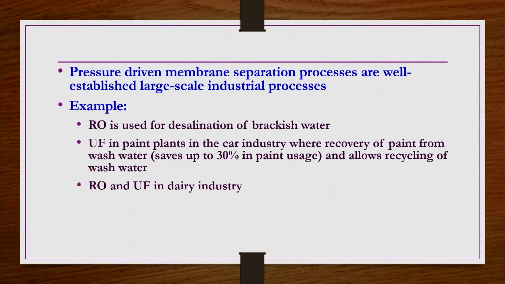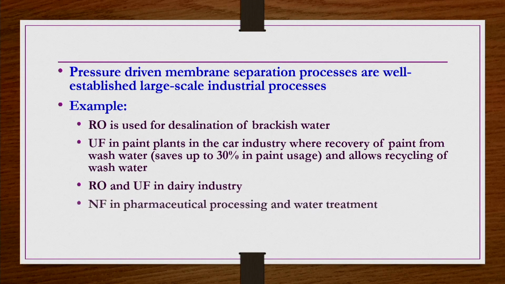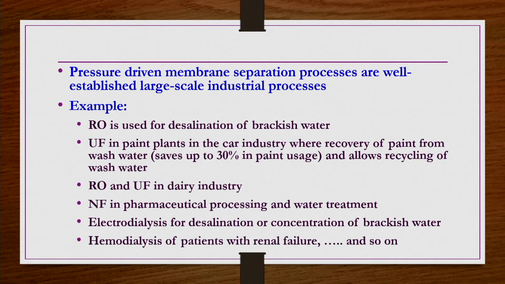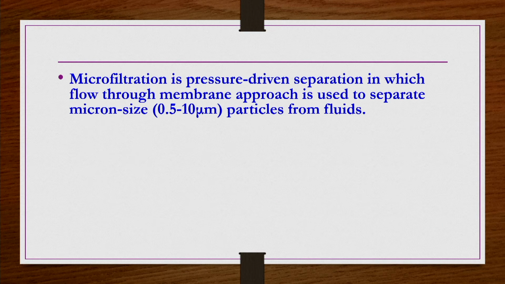In dairy industries, reverse osmosis and ultrafiltration are very famously used. Nanofiltration is very much used in pharmaceutical processing industries. Electrodialysis is used for desalination or concentration of brackish water, and then there is hemodialysis of patients with renal failure, etc. If you keep on listing, there are any number of applications where these pressure driven membrane separation processes are well established. Now we see the details of these processes one by one.